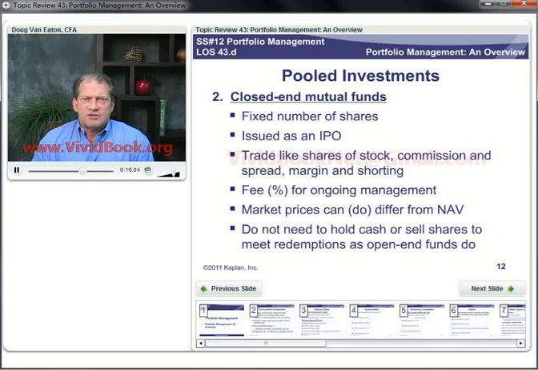Now, in terms of managing the money, for a closed-end fund, they don't have to stand ready to redeem shares. If a holder of closed-end fund shares sells their shares, they're just selling them to another investor. The pool of investments is unaffected by this. So they don't need to hold cash. They don't need to sell shares to meet redemptions. So they have much less of a need for liquidity.